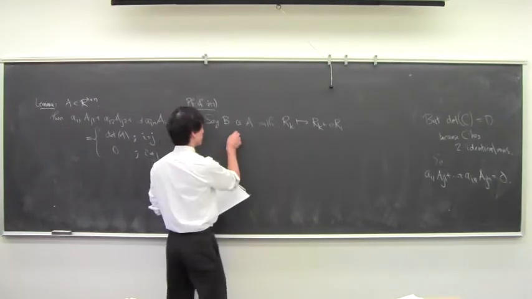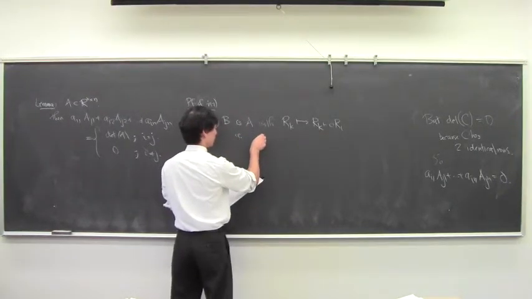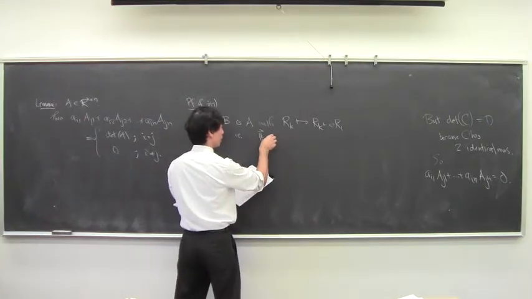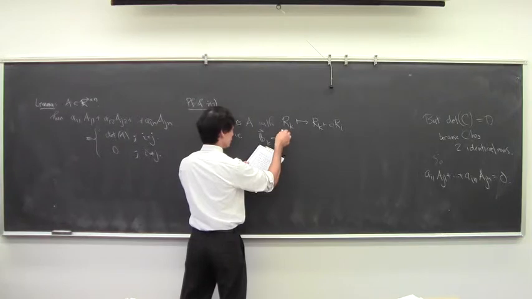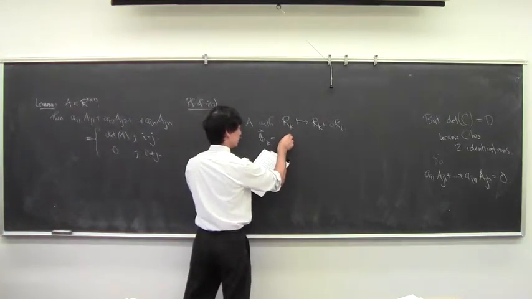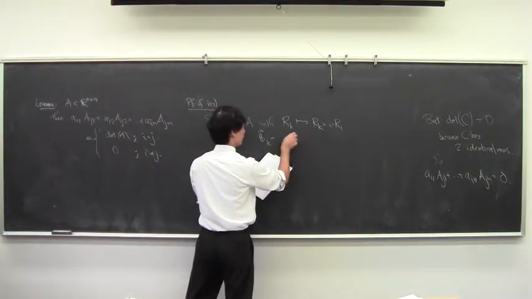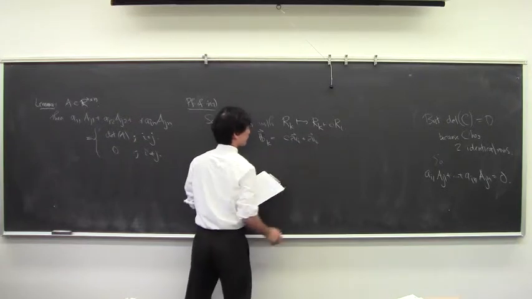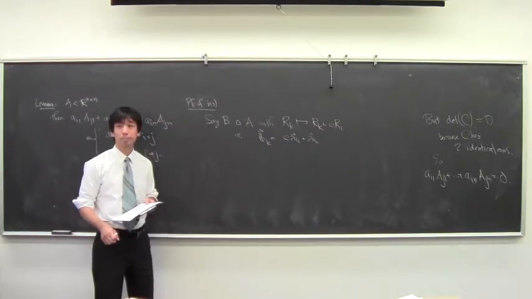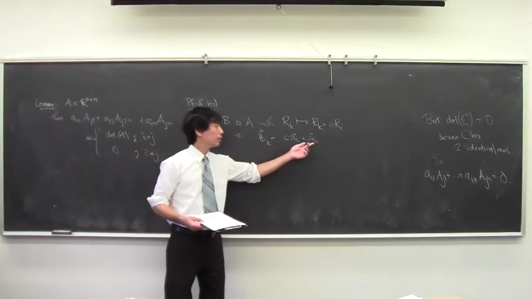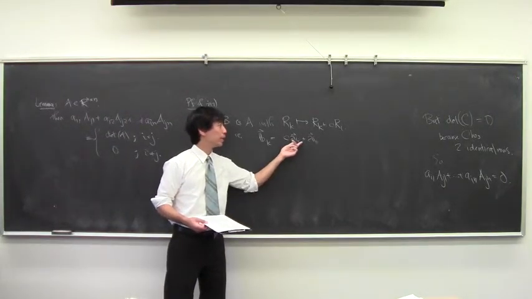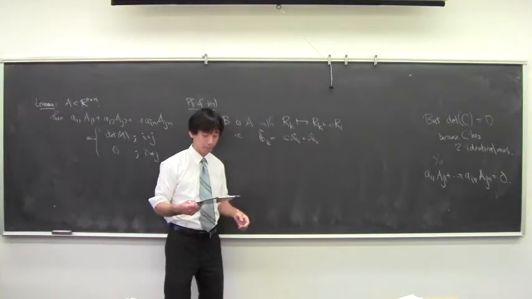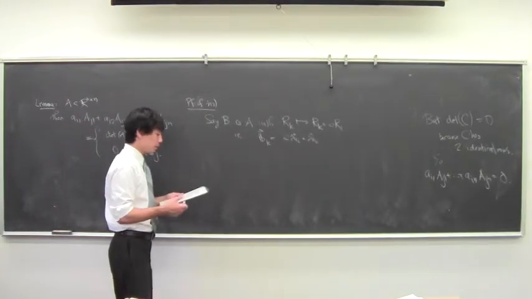In other words, using the book's notation, the kth row of B is c times the ith row of A plus the kth row of A. Right? You take the kth row and you add on c copies of the ith, and you get this new guy.